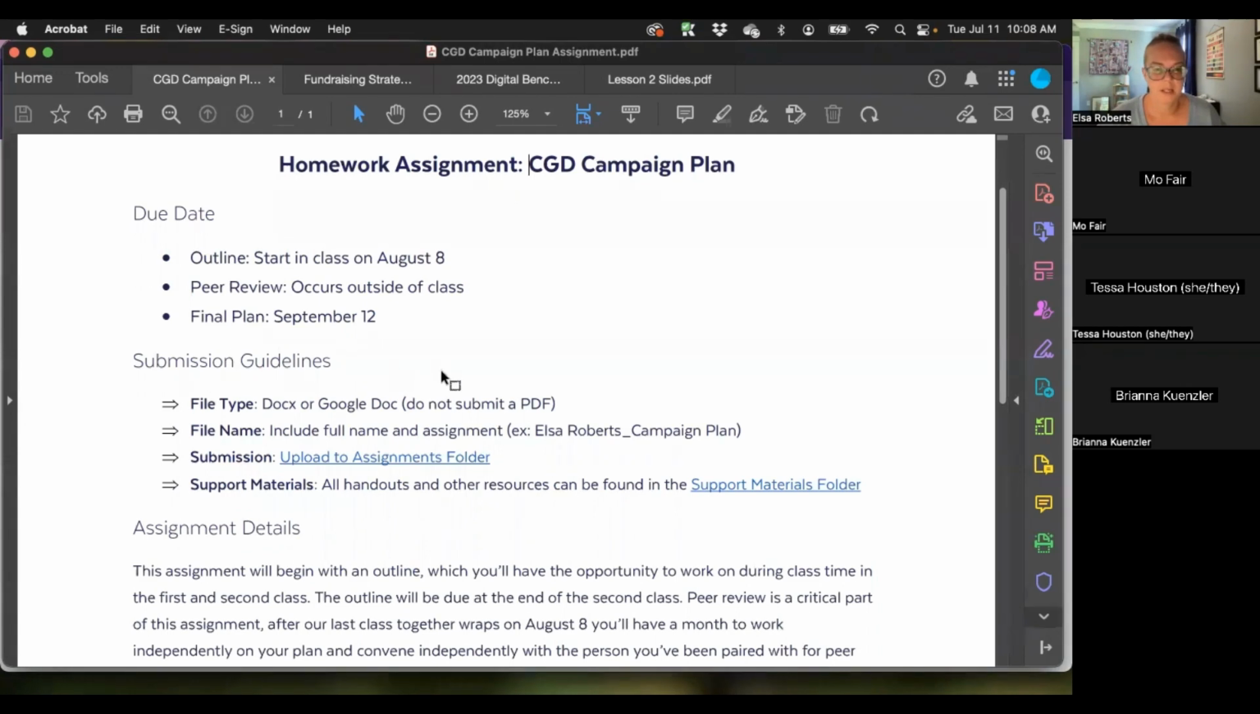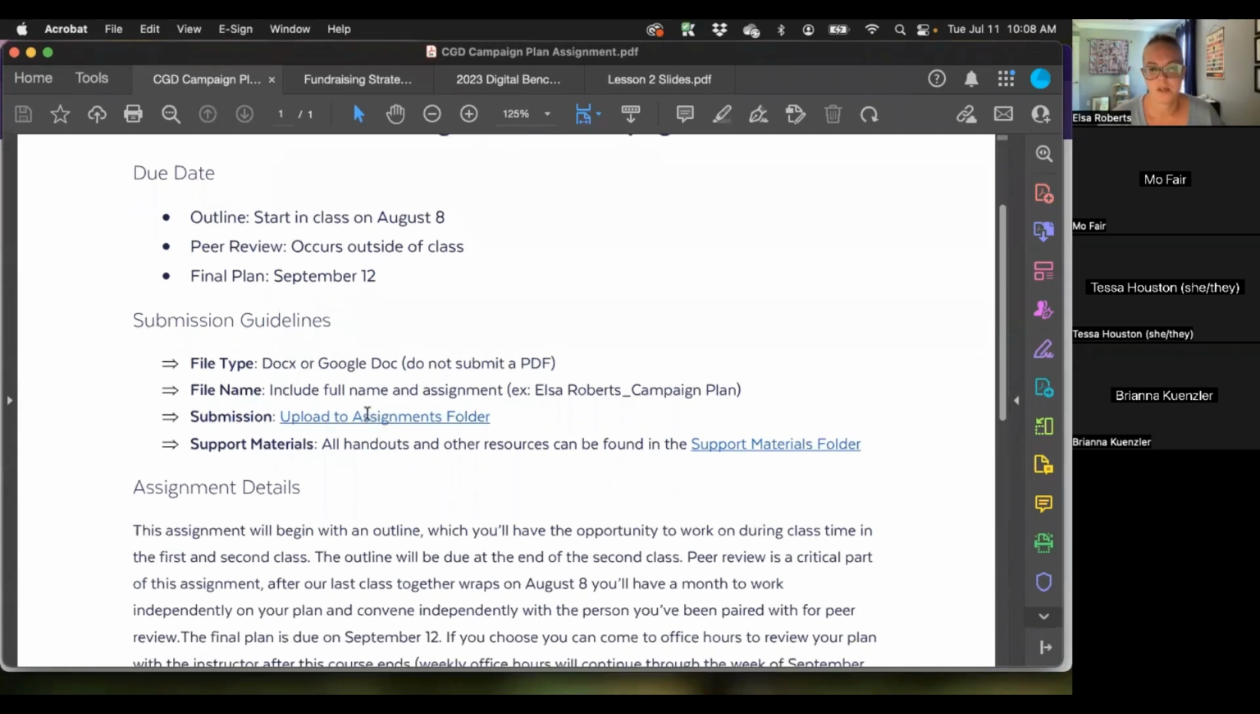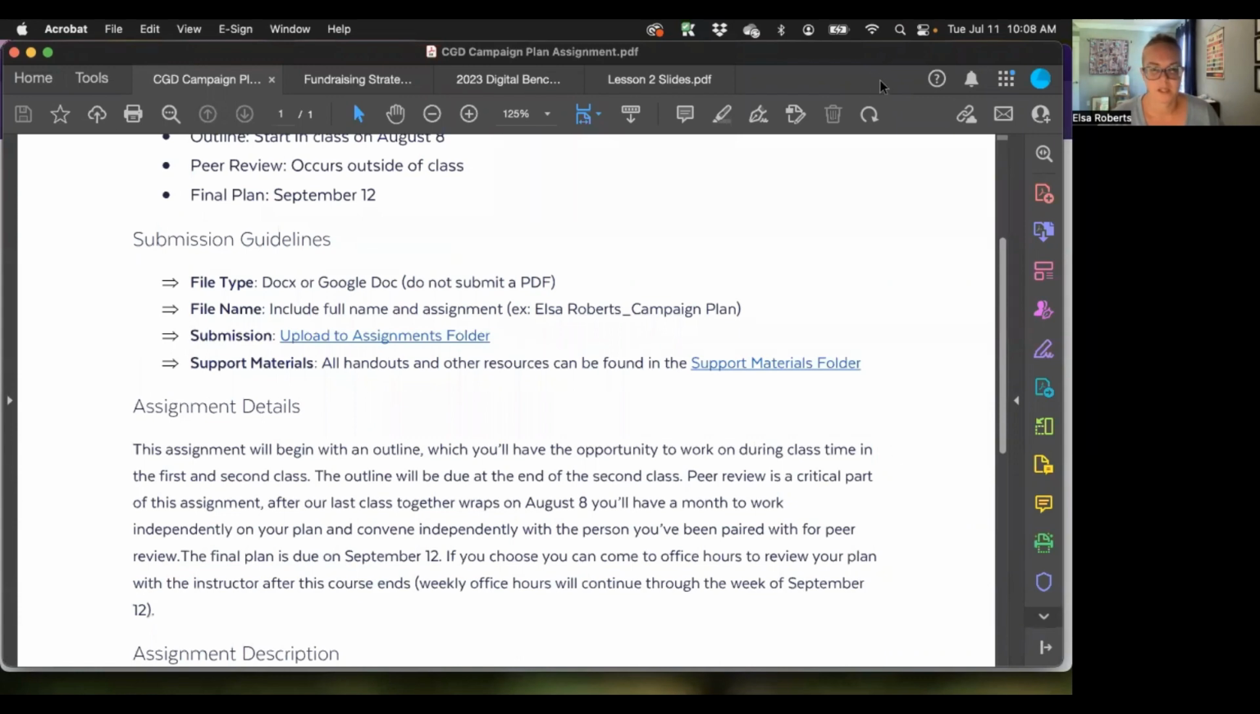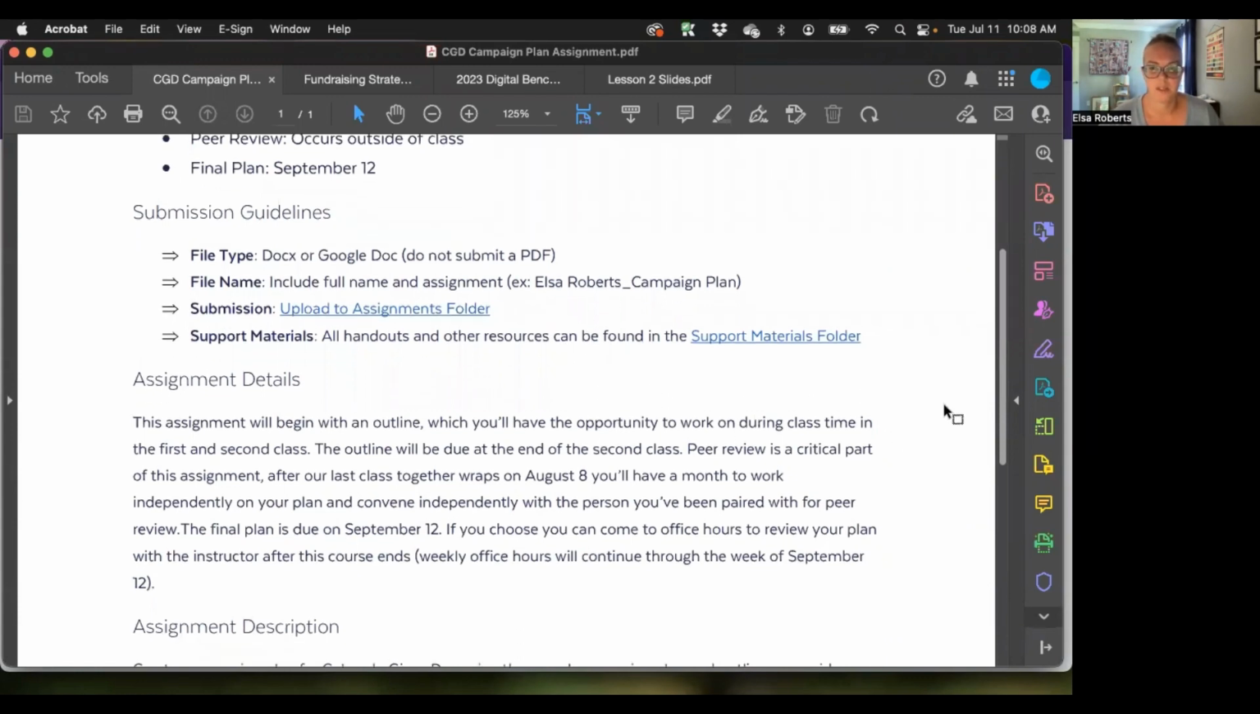These are the submission guidelines. There's the link to the assignment folder and the support material folder. All of those are within the Google Drive folder. The purpose of the assignment is for you to develop a campaign plan for Colorado Gives Day, as well as, if you want to, your end of year fundraising plan. If you want to do something a little more comprehensive, that's fine too, with Colorado Gives Day folded into that.